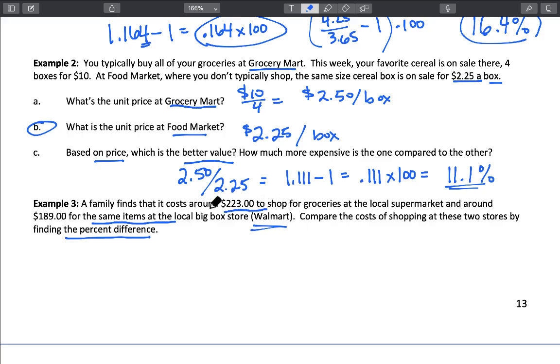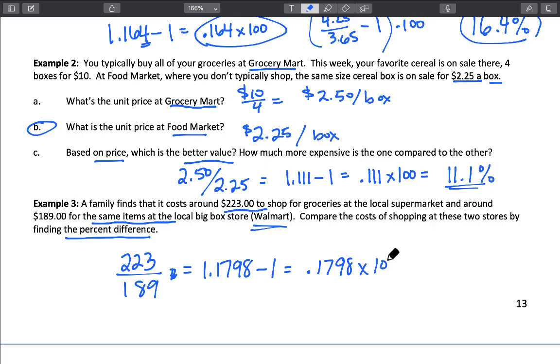Okay, we're going to take our more expensive items, that's the higher cost of $223, and we're going to divide it by the lower cost of $189. That's going to give us 1.1798. I'm going to go out 4 decimals here. You'll see why in just a second. Now we've got to subtract 1 from that, and that gives us 0.1798. We've got to multiply that by 100 now, and that's going to give us 17.98%. All right, that is approximately 18%.